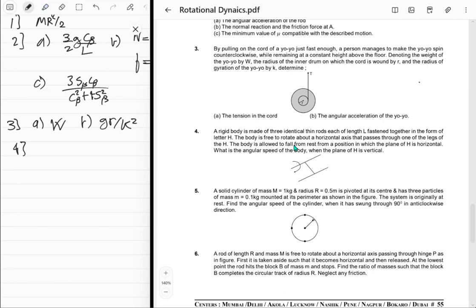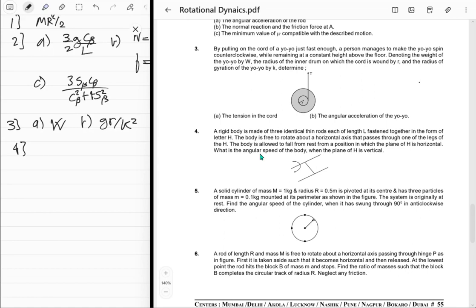Horizontal axis. Oh, okay, so it passes through this thing. The body is allowed to fall from rest from a position in which the plane of H is horizontal. What is the angular speed of the body when the plane of H is vertical? Oh, okay, I understand what they're saying.